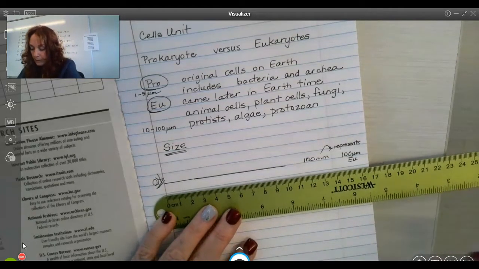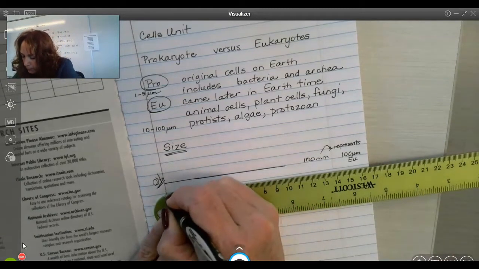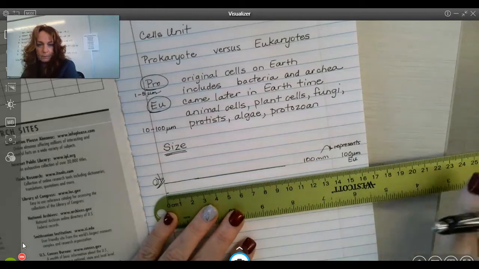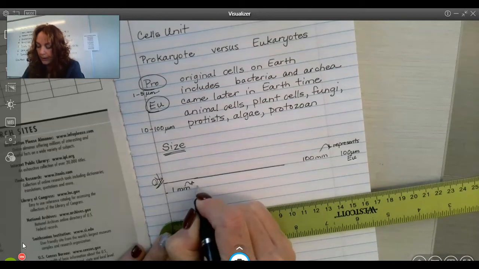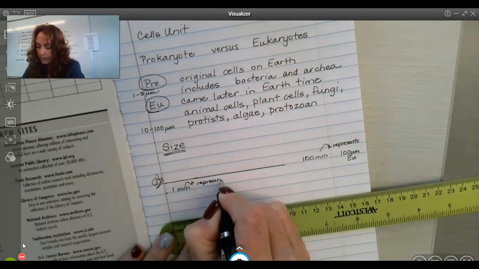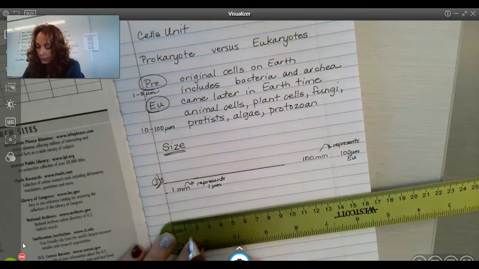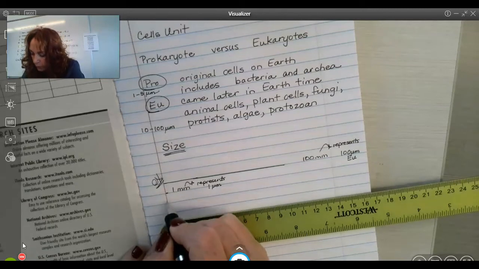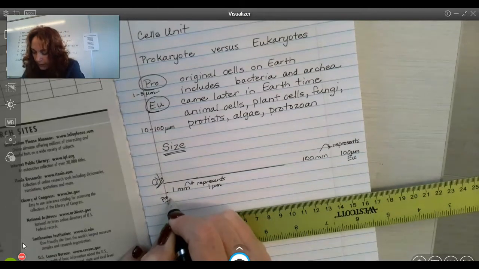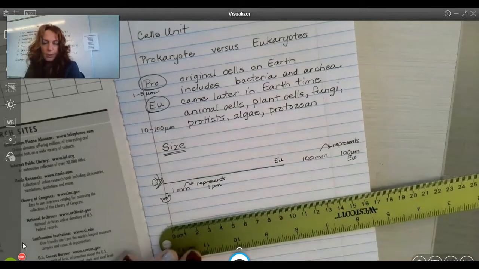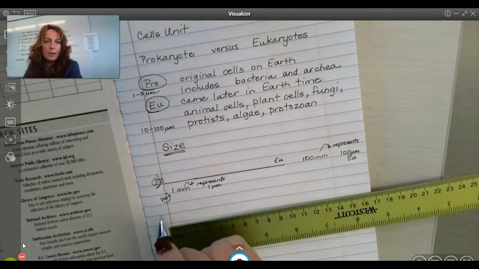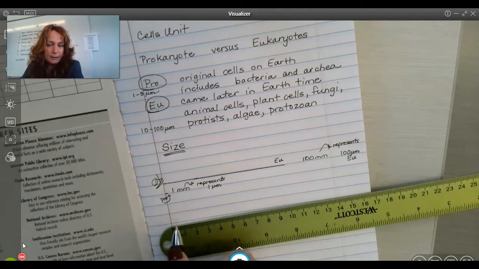That would mean, I don't even know if I can draw this, that this right there, this is 1 millimeter, and we're going to let that represent 1 micrometer. So this right here is the prokaryotic size, and this whole piece right here is the eukaryotic size. So prokaryotes are super tiny compared to eukaryotes. Much, much smaller cells.